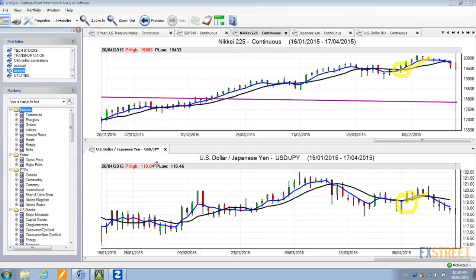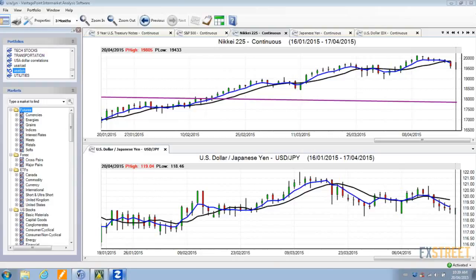You can see that these correlations are simply indisputable. So right here, when the dollar yen started to go higher, that's because the Nikkei went higher. As the dollar yen goes higher, the Nikkei goes higher. The very sell-off in the Nikkei right here, you can see that immediately the dollar yen responds to that. So we have to be mindful of this.